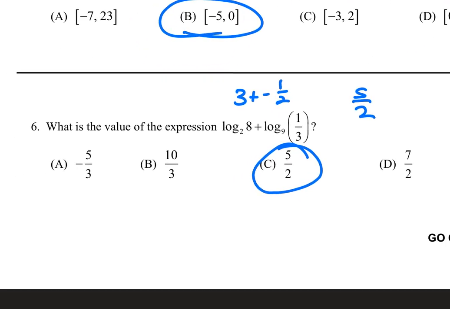Okay, 6 says, what's the value of the expression log base 2 of 8 plus log base 9 of 1/3? If you look at your answer choices, none of them have a log, which means this is something that I can simplify, right? So 2 to what power gives you 8? And that answer is 3. And 9 to what power gives you 1/3? 1, it moved to the bottom, which means it has to be negative. 2, it went from 9 to 3. That's a square root, and a square root is a fraction.